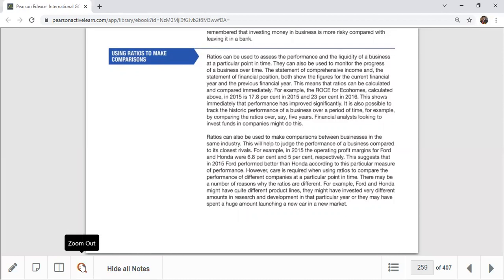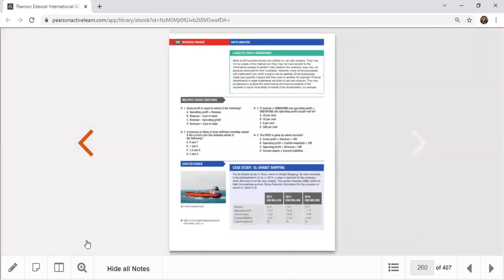So when you make a comparison, you can get a very good idea. For example, we can find out whether it is better to invest in this business, or whether to invest or divest. This decision can be taken.